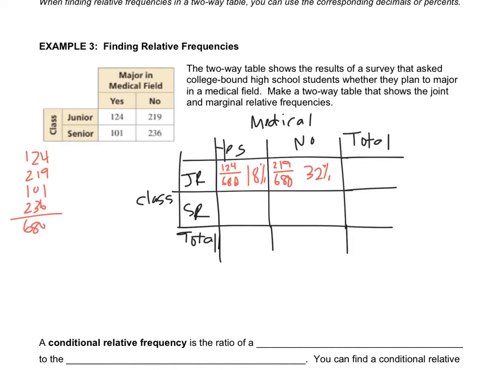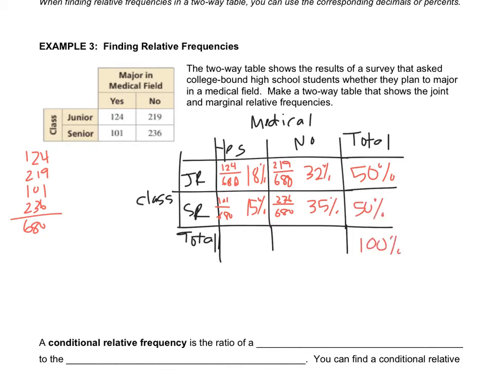Now, if I add that up, that gives me a total of 50% of the people surveyed being juniors, which probably tells me 50% were seniors, but let's not get ahead of ourselves. So the seniors who said yes is 101 over 680. Sorry, this is tiny, but I'm saying it out loud. That's about 15%. And the seniors who said no is 236 over 680, which is about 35%. When I add that up, I do get 50%, with a total of 100%.